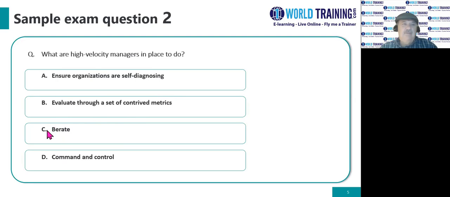B rate, I'm assuming they mean B-rate people. That's generally not a good idea in any case, but certainly it's not a good idea for high velocity managers. So not C. Command and control, again, no, because in DevOps, along with high velocity managers, you want more of an autonomous structure. So D is not a good answer. The best answer, therefore, is A.